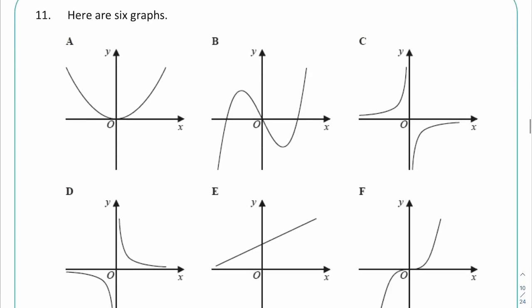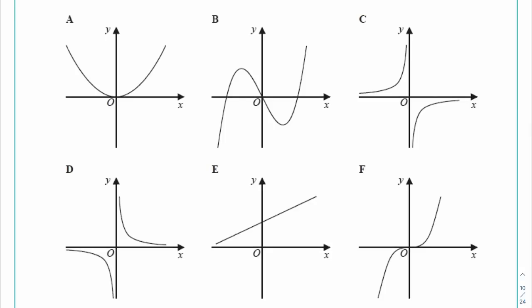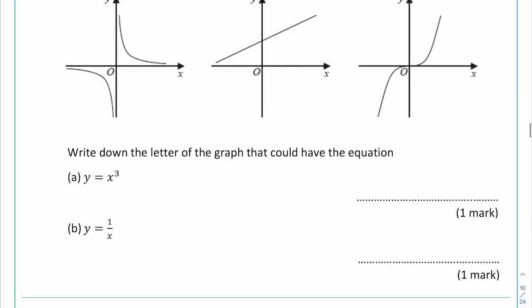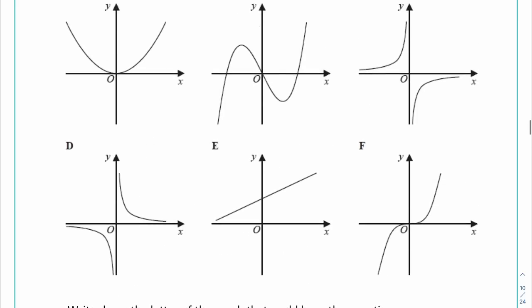So we've got some different graphs to look at. It says here are 6 graphs. We have a quadratic, a cubic, we've got a reciprocal, and E there we have a straight line graph as well. So we need to identify, let's have a look, write down the letter of the graphs that could have y equals x cubed and y equals 1 over x. Now these are just some graphs that we should be recognising.